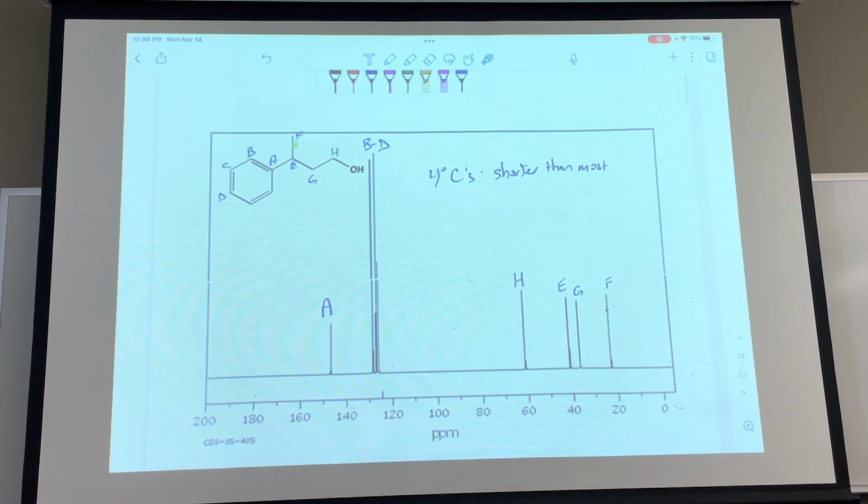Because F is only beta to the ring, it's very far from the oxygen, whereas G is beta to the oxygen and it's also beta to the ring. And it has more carbons attached to it too. Yeah, and it has more carbons attached, right. Okay, any questions on this one?